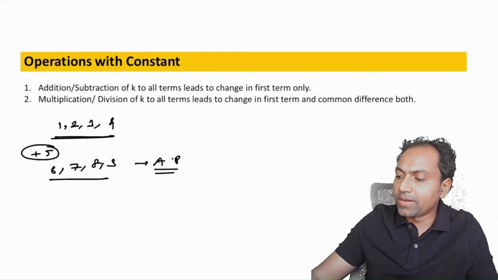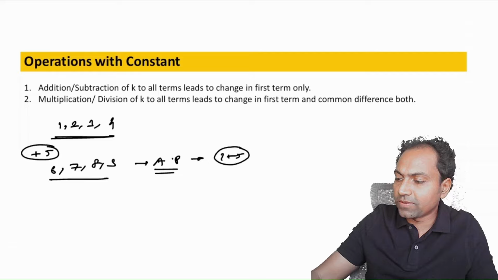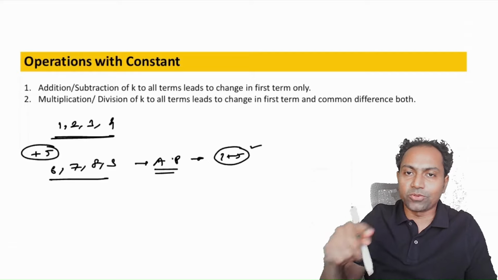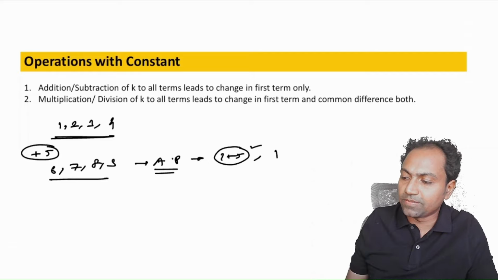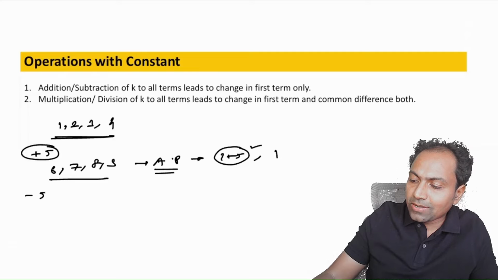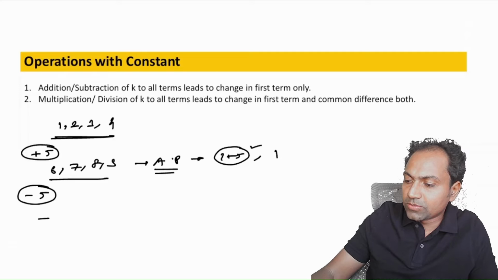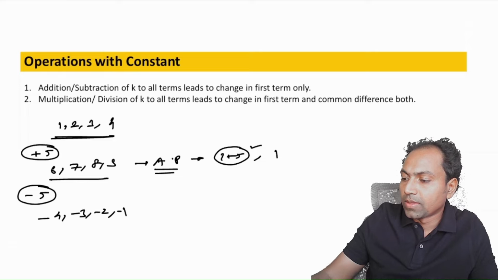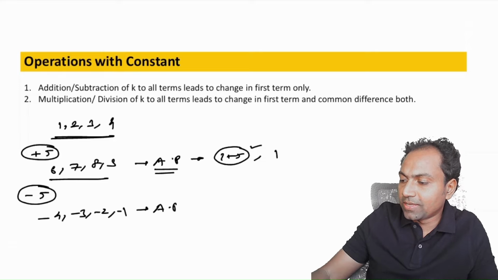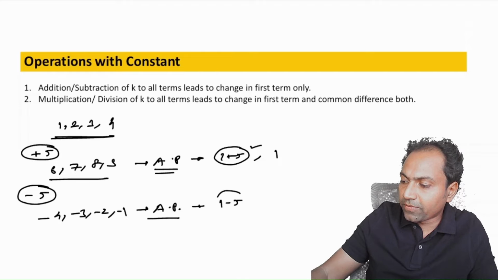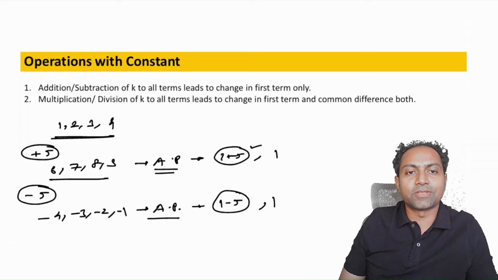You can see what happened is your first term has changed. Your first term has become 1 plus 5. So whatever constant we added got added to the first term, but your common difference remains same. If you subtract 5, again it becomes minus 4, minus 3, minus 2, minus 1. So again you can see it is still in AP. But the first term has been reduced by 5, wherein the common difference remains same.